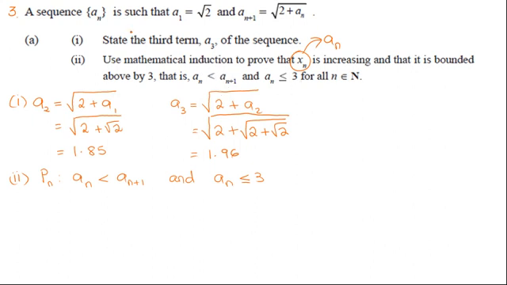All right. We're going to start with our base step as usual. And remember, our base step is to prove that our statement is true for the smallest value of n. And it's clear here that the smallest value of n is 1. So we're proving that P1 is true.